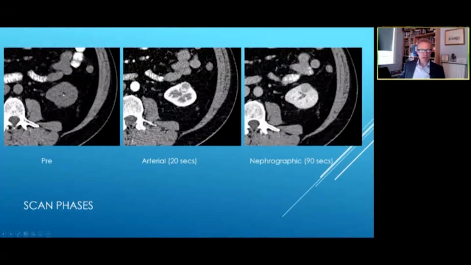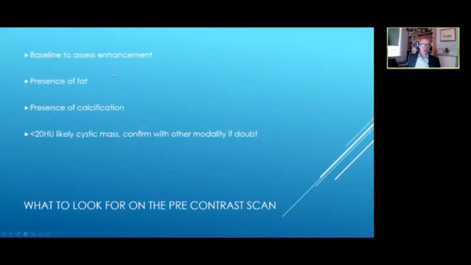Pre-contrast scan, renal mass is not obvious. Arterial phase, you can see peripheral enhancement. Nephrographic phase, the renal mass, although it's vascular, is not as vascular as the renal cortex, and you can see it's got lower attenuation.